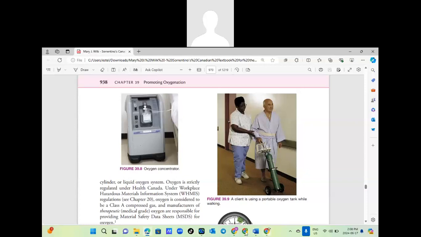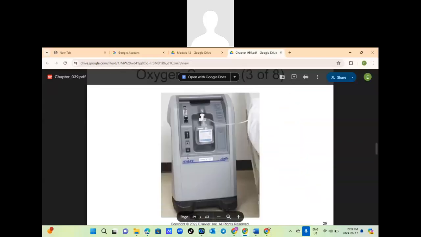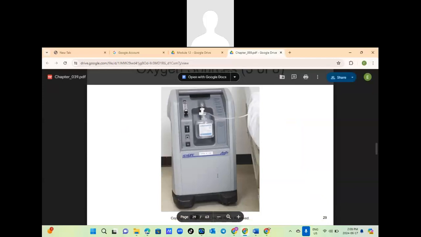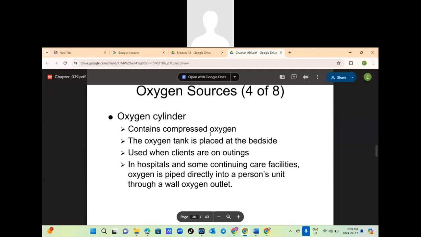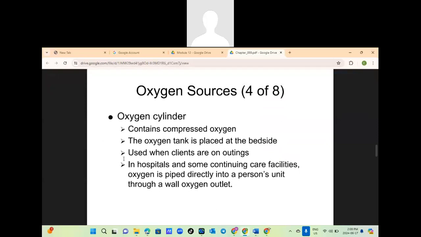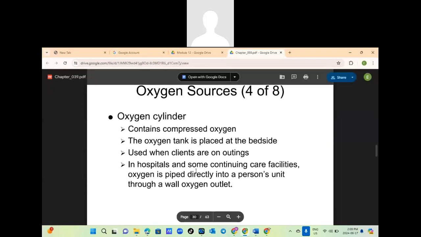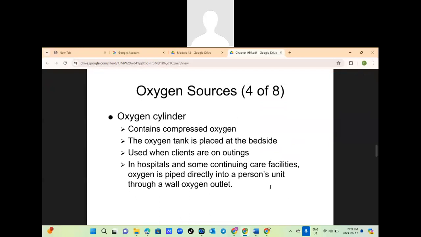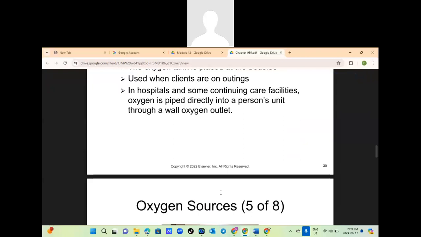Okay, so next, this is the same thing in the book. So we have this one, the oxygen concentrator. Next is the oxygen cylinder. It contains compressed oxygen. The oxygen tank is placed at the bedside, used when clients are on outings. In hospitals and some continuing care facilities, oxygen is piped directly into the person's unit through a wall oxygen outlet.